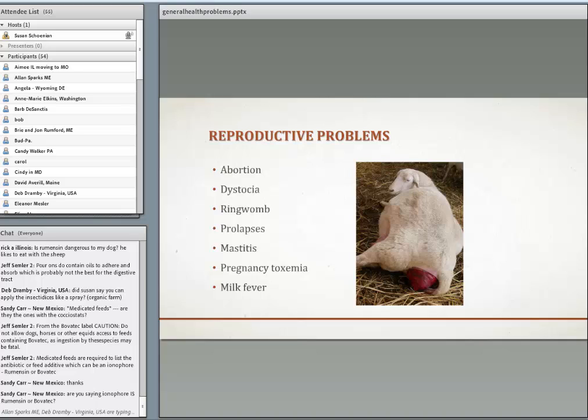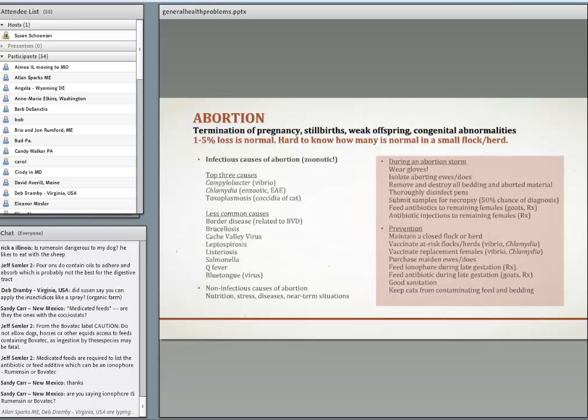Okay, now we're going to talk about reproductive problems, and a lot of these are really timely because I know a lot of people are lambing and kidding right now. Okay, the picture you see there is of a vaginal prolapse. Okay, abortion. Now a lot of these slides have a lot of words on them. So if you want copies of this stuff, you can download the PowerPoint that's on SlideShare, of which there's a link on the web page.